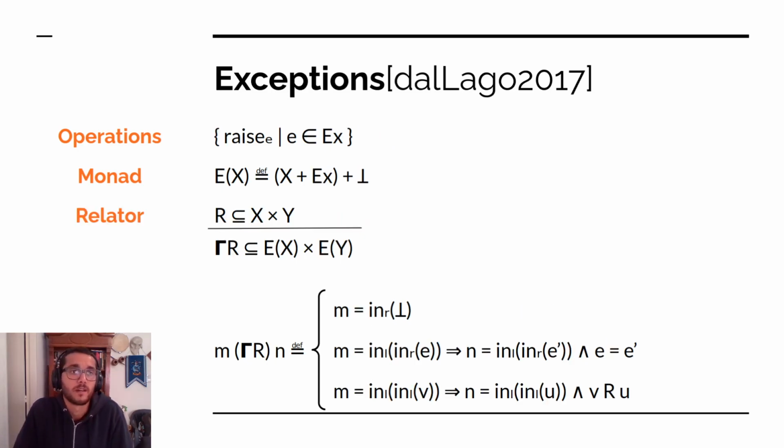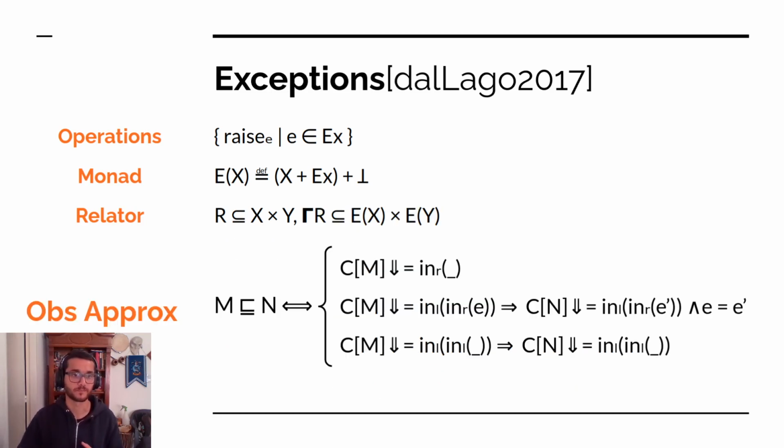Now we need to define a relator gamma for the monad E that lifts relations between sets to relations between effectful sets, in this case with exceptions. So gamma takes a relation R between X and Y and returns a relation gamma R between E of X and E of Y, where elements are compared by case analysis on the first element. Either M is bottom or an exception, and then N is also the same exception, or M represents a value V and N also represents a value U, such that V is R-related to U.